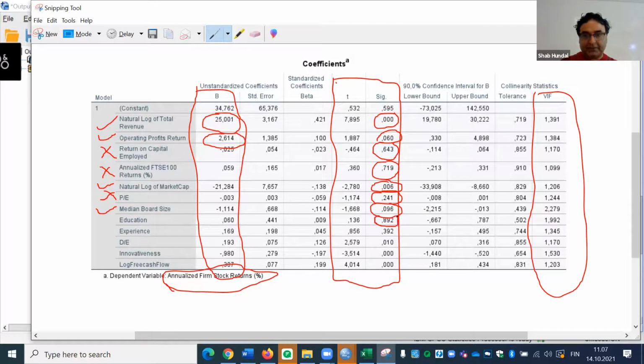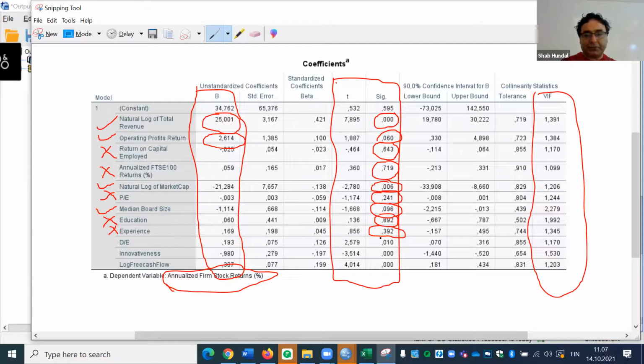How about education? Look at this first, gentlemen. We're not confident about it. No impact of education, no impact of experience. We believe that board of directors who are more educated, who are more experienced, in theory should affect the stock market positively, but our results are not showing that.